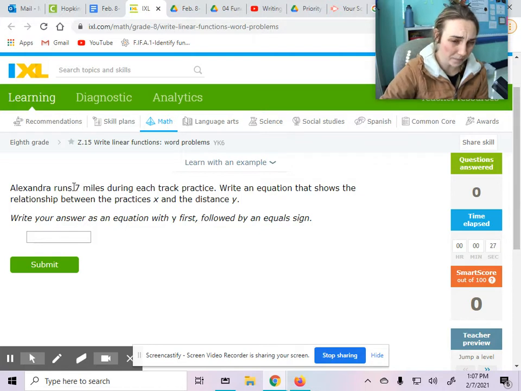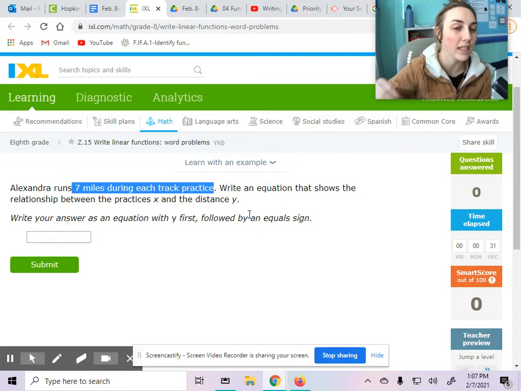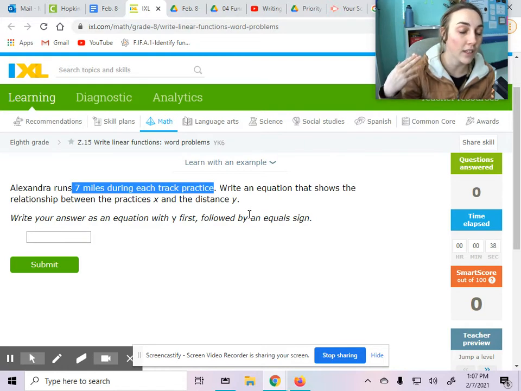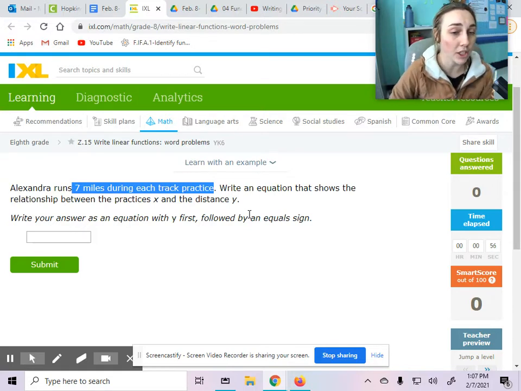Well, it says she runs 7 miles during each track practice. So that means per practice, she runs 7 miles. If she had 2 practices, she would have run a total of 14 miles, stuff like that. This isn't a starting anything. There's nothing in this word problem that is a starting amount. It literally just says every practice she runs 7 miles. So how many practices she has will depend on how much she has run total. This is going to be your rate of change.